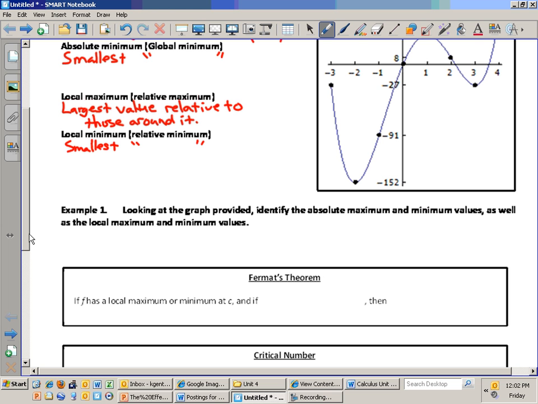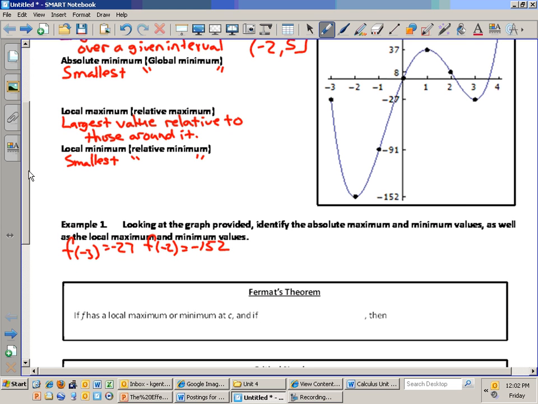So I'm going to start here. I'm just going to write f of -3. What is f of -3? -27. And then I have another interesting point right here. I'm going to write f of -2, which is -152. And then I have another interesting point at 1. f of 1 would be 37. I have another interesting point at f of 3.